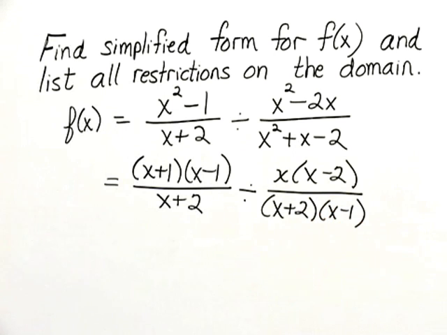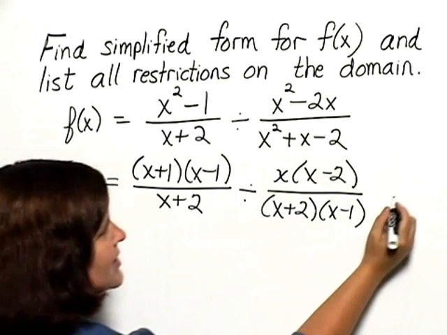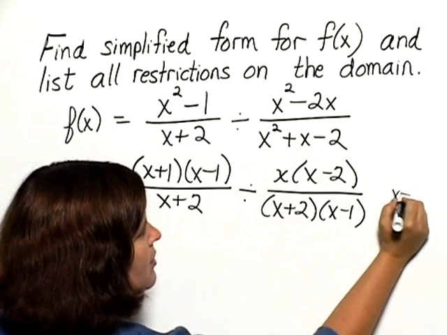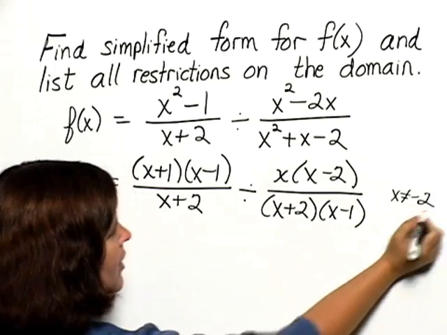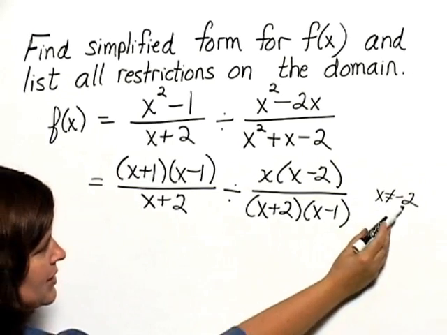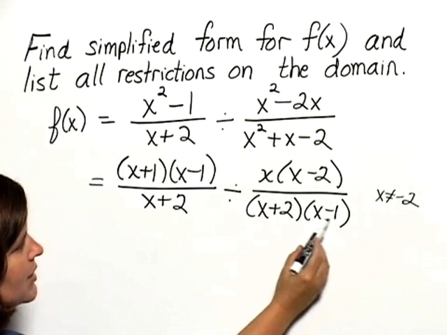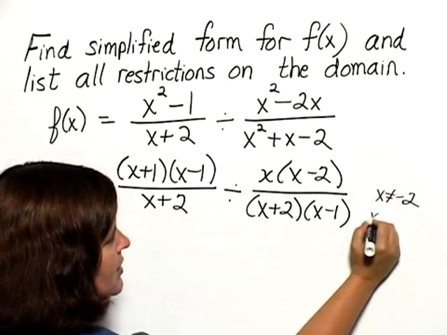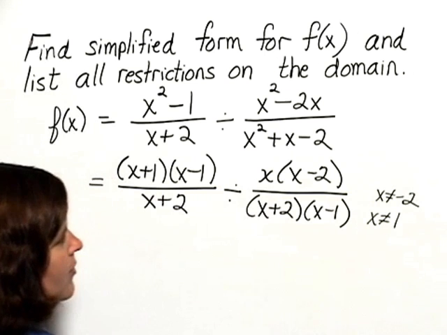Now we need to think carefully about what the restrictions on the domain are going to be. First of all, we have a denominator of x plus 2, which means that x cannot equal negative 2. We have a denominator here of x plus 2, which means the same restriction, times x minus 1. This means that x cannot equal 1.